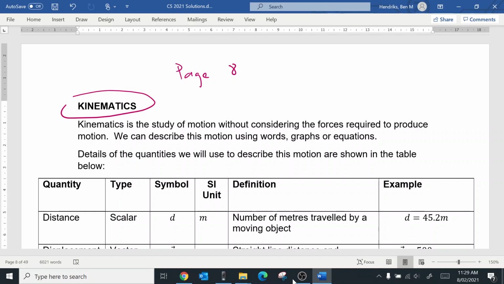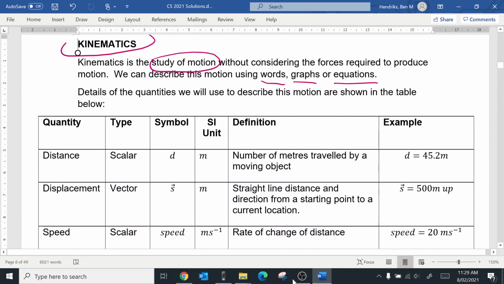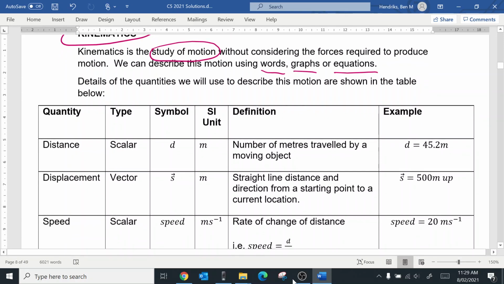Kinematics is the study of motion without considering the forces required to produce the motion. We can describe the motion using words, graphs, or equations, so mathematics. Details of the quantities we will use to describe this motion are shown in the table below, and we've already started to use some of these quantities in examples.